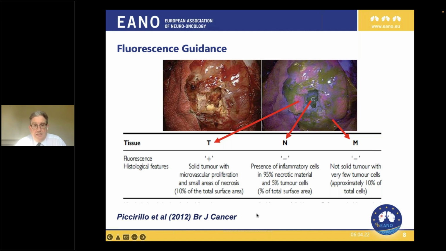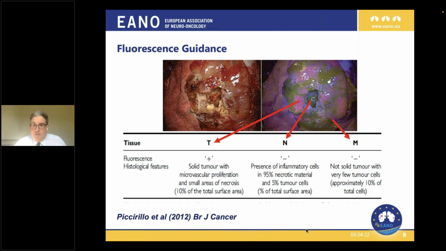And when you look at that under the microscope, those are the features you see of an aggressive tumour. So a solid tumour with microvascular proliferation and very small areas of necrosis within it. Within the tumour, you can also find areas that have no fluorescence, and these tend to be the more necrotic areas where you get much more inflammatory cells and more necrotic material.